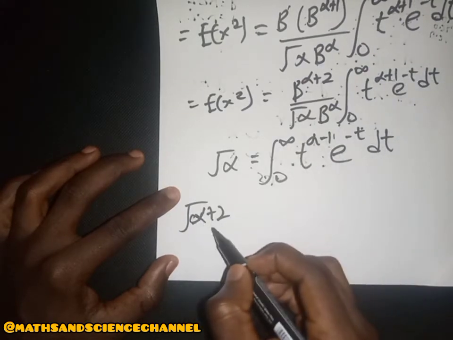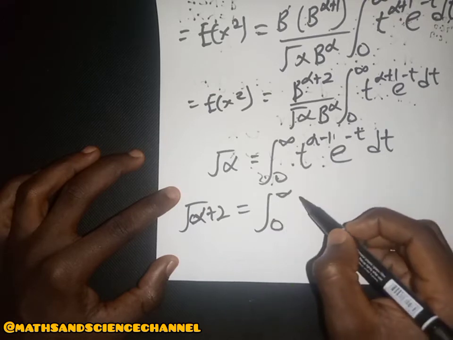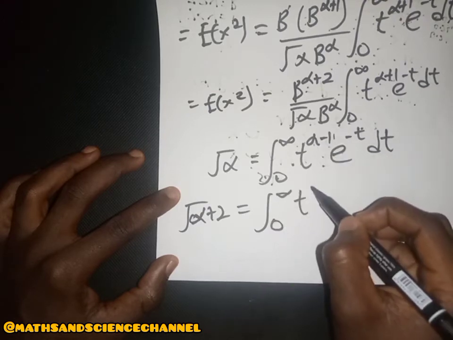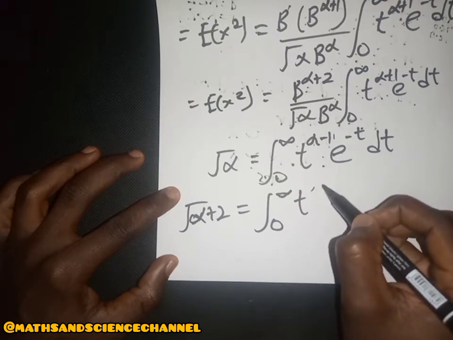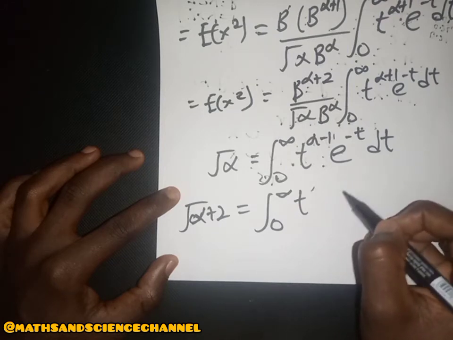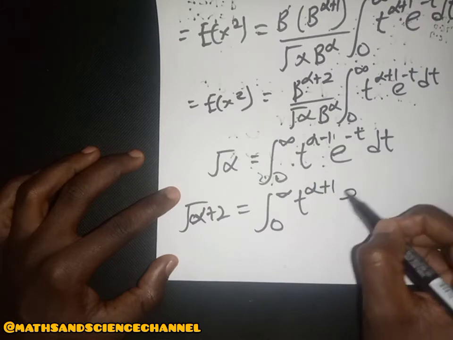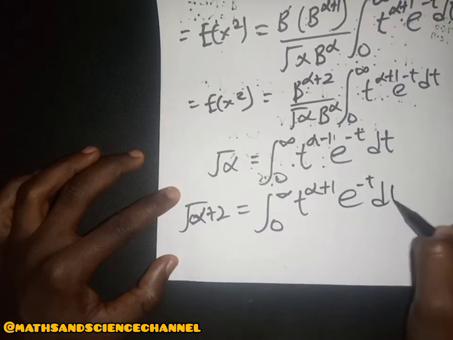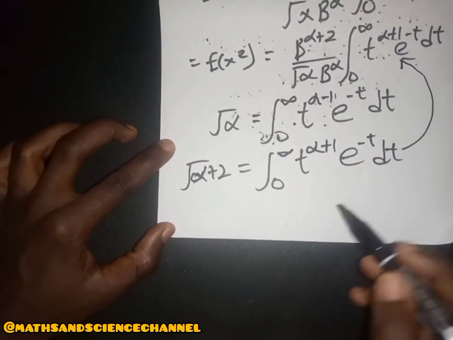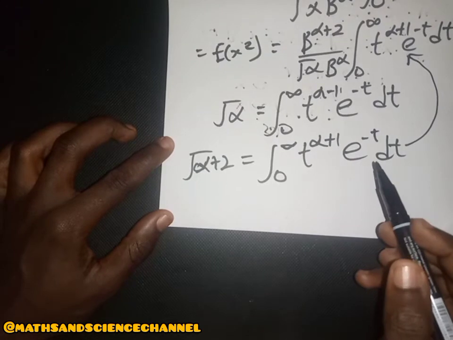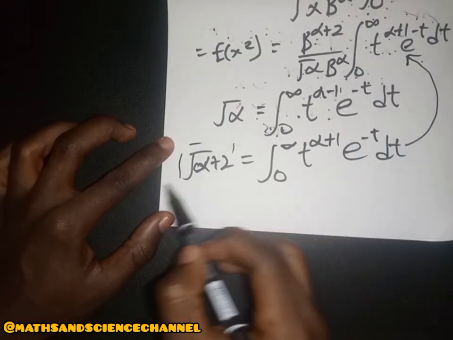So we have gamma alpha plus 2 here being equal to the integral from 0 of t to the power alpha minus 1 plus 2, which is just going to give alpha plus 1 here, and then e to the power minus t dt in this case. So realize that we have made it equal, which means that basically the whole of this goes to the gamma of alpha plus 1.